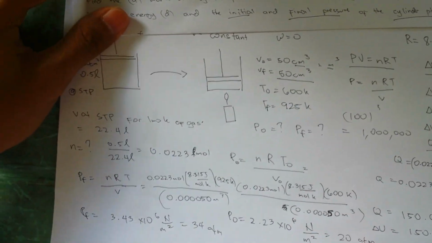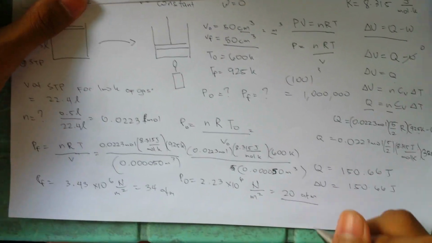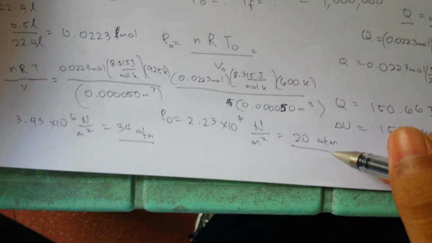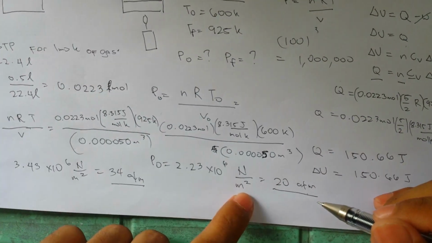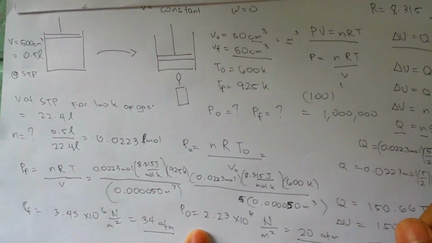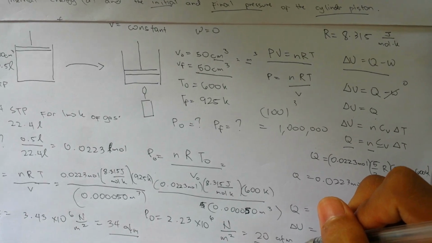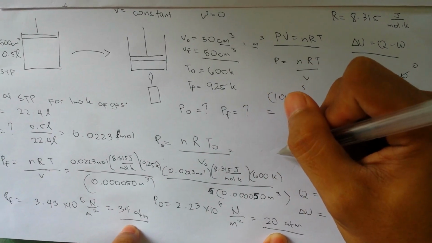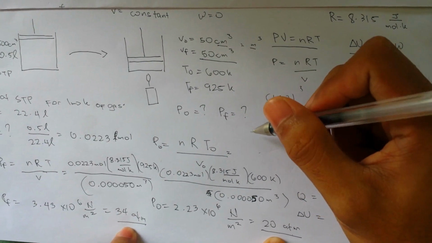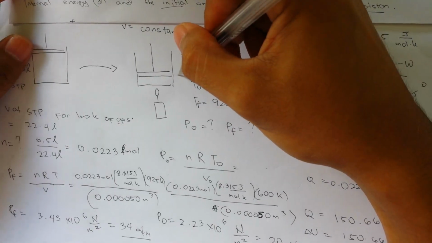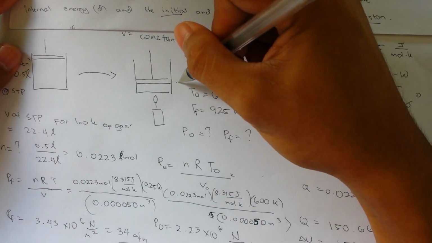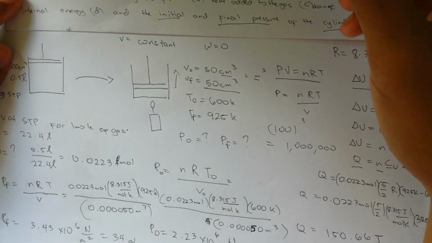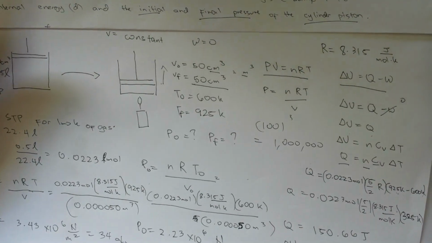So finally, we now have the values for the initial and final pressure. The initial pressure is 20 atmosphere, and it goes up to 34 atmosphere. So it is enough to lift a car going up.